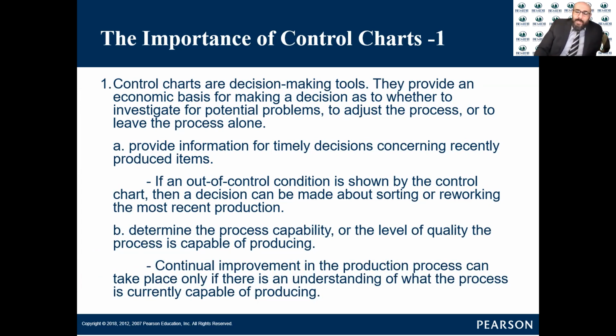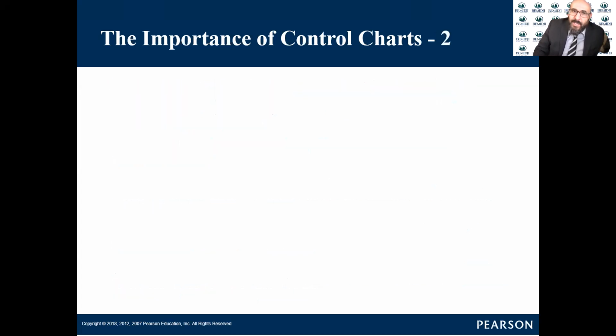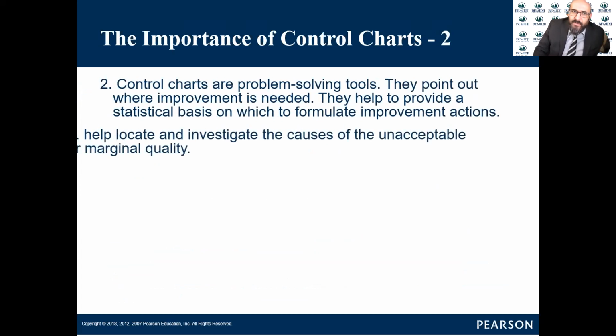So far, we've learned that this is a decision-making tool. We study the control chart to see if the process is in control or out of control. And if it's out of control, this is where we need to make a decision to maybe readjust, or buy a new machine, or offer more training. And also, it's important to do the process capability to see what level of capability the process is providing.